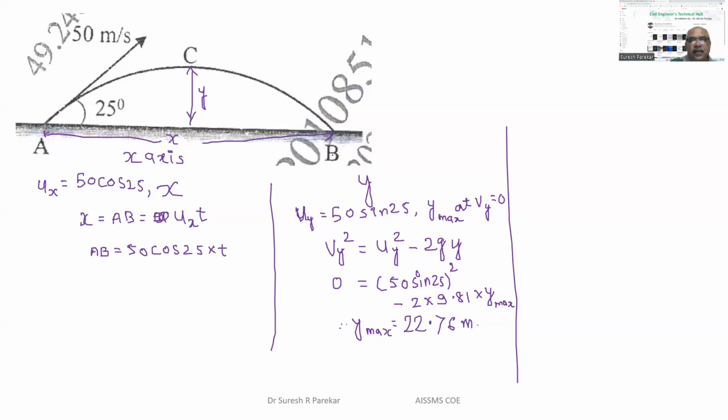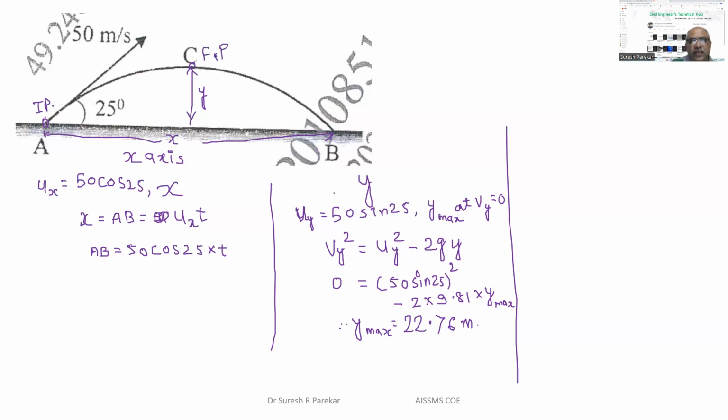Now we are interested to find AB. Now we know what y is when it will reach B. So in the first case, this is the initial position and this is the final position.